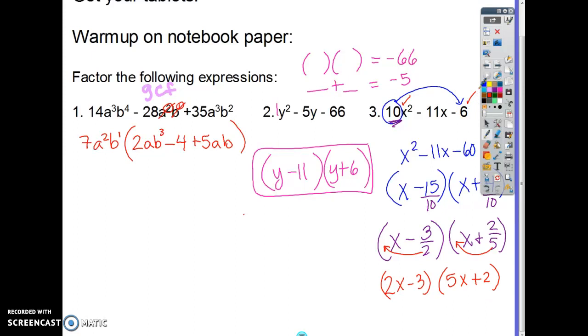And if we do the box, then you'll notice that the middle ones will give you a sum of negative 11x. Okay, so that's how you're going to do the assignment in Schoology right now. And if you have any questions, make sure that you're helping each other out and asking me.